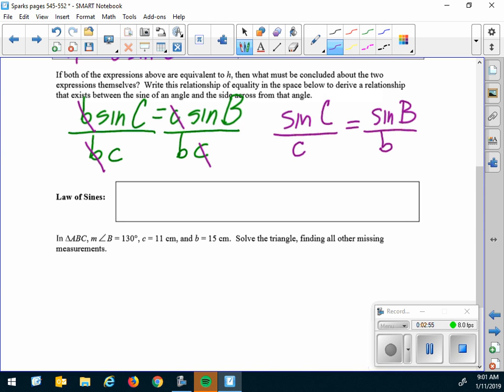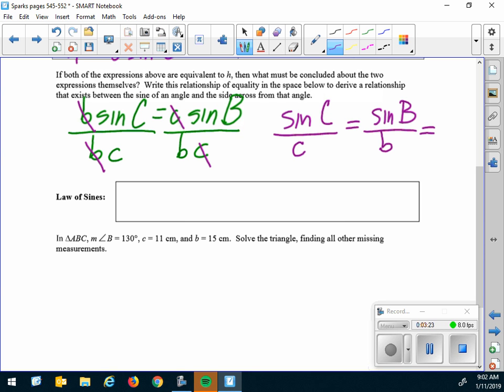Ladies and gentlemen, that is the law of sines. That's the law of sines. Now, the law of sines really has 3 fractions in it, not just 2. We could go through where it all comes from, but look at this and tell me what fraction you think is missing. Sine of a over little a.